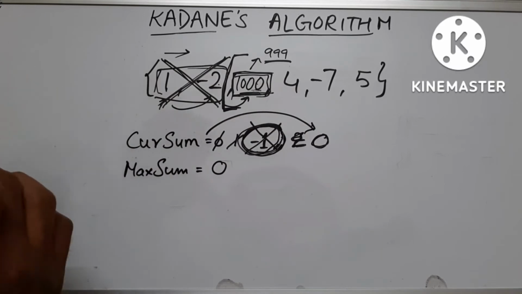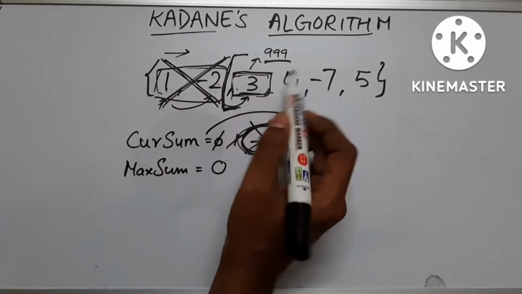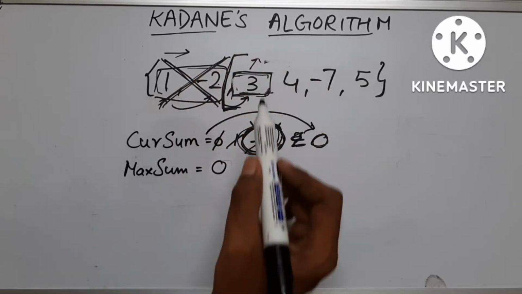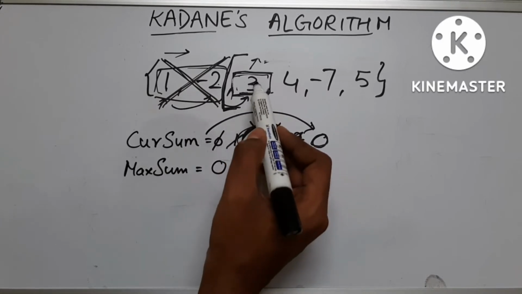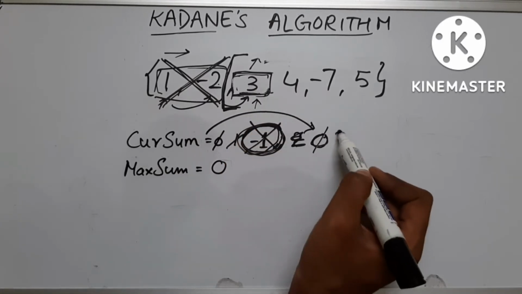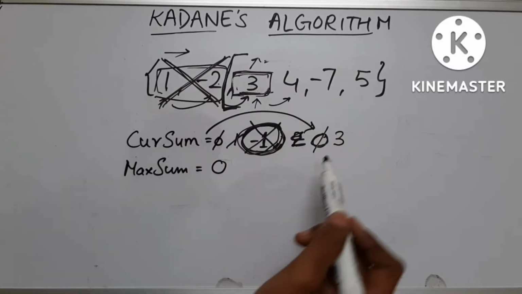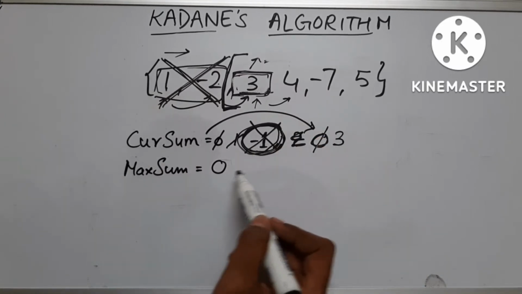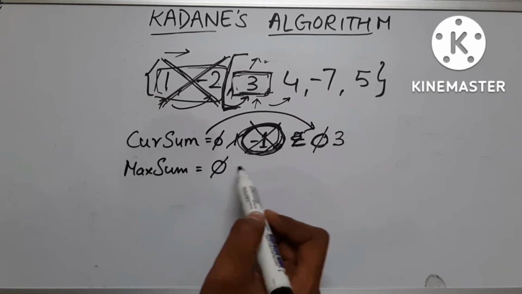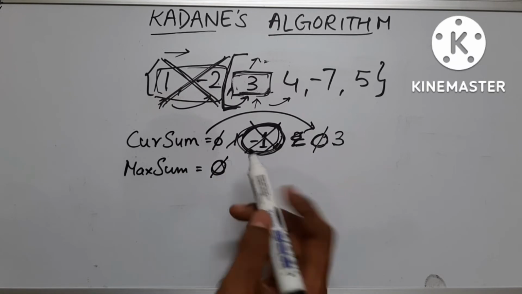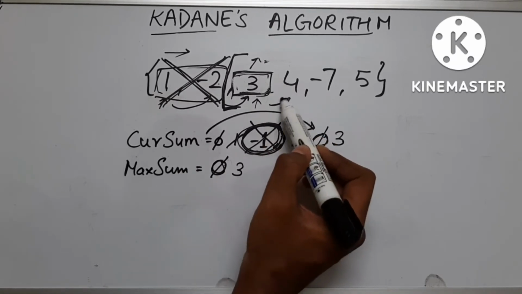So let's move to our previous example. This element was 3 over here. From here we are going to start. Now this 3 we are going to add in current sum. Once we add 3 over here, we are going to store this 3 in max sum, because 3 is greater than 0. So max sum is now 3. Now we move to the next location.